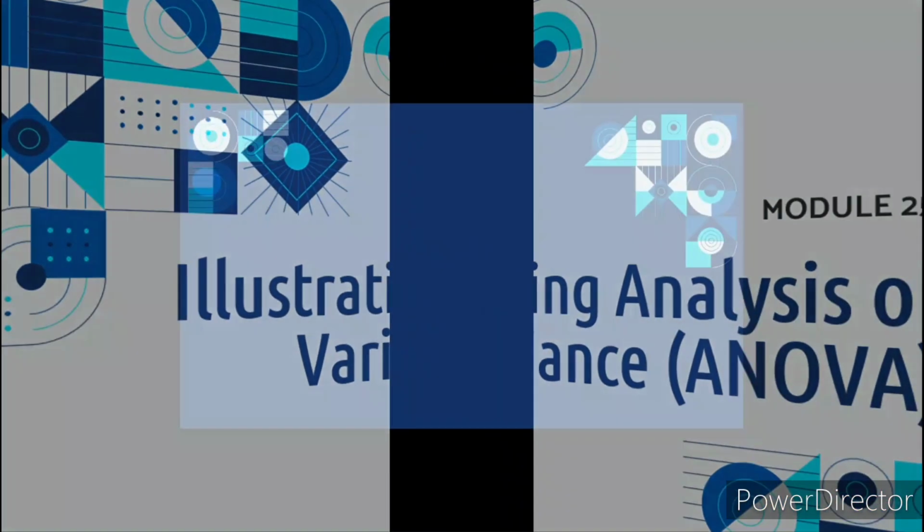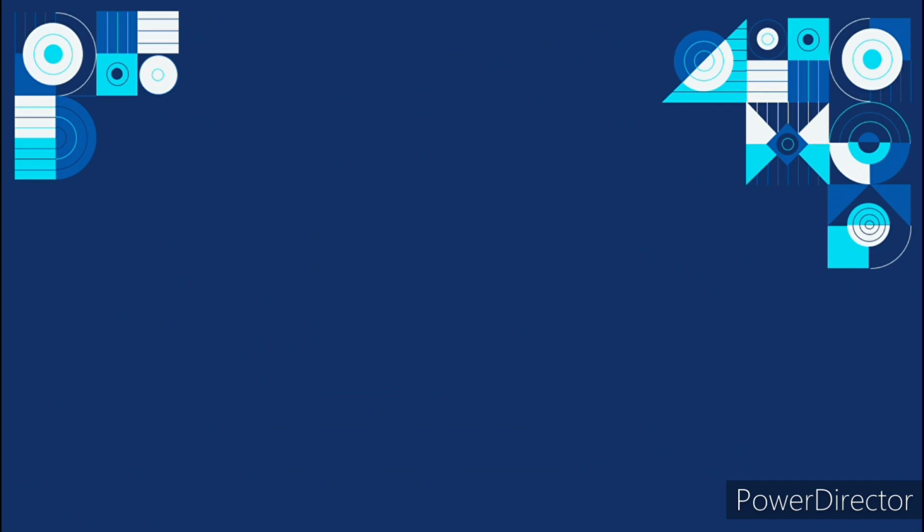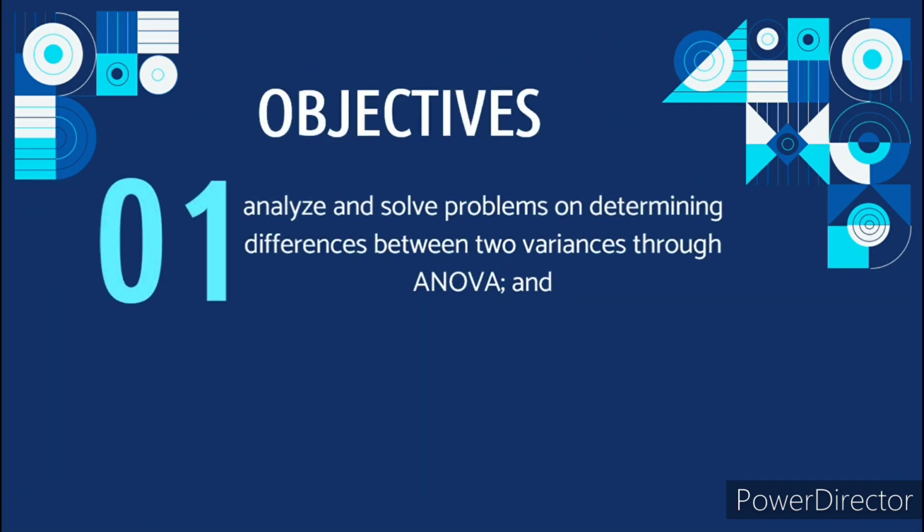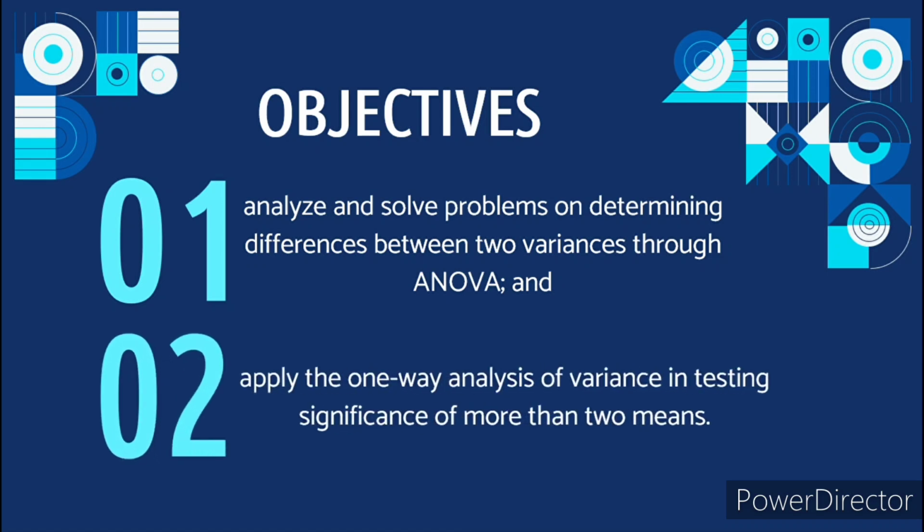Okay. So for this topic, we have two objectives again. First one is to analyze and solve problems on determining differences between two variances through ANOVA, and apply the one-way analysis of variance in testing significance of more than two means. Okay, ano nga ba tinatawag nating ANOVA? Analysis of variance.